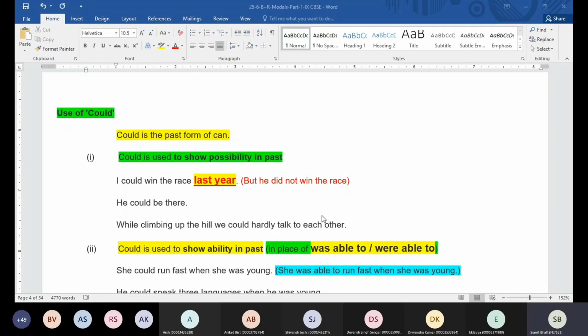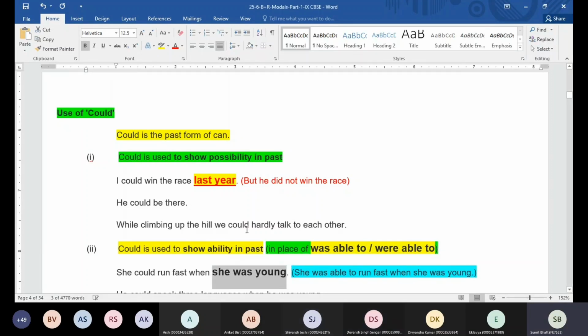What is given in the sentence? When she was young. Very good. When she was young. Okay, she was young. We are referring to somewhere in the past time. So that's the reason we are going to go for this thing.